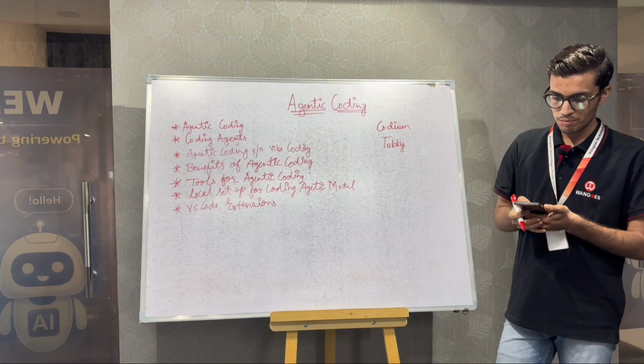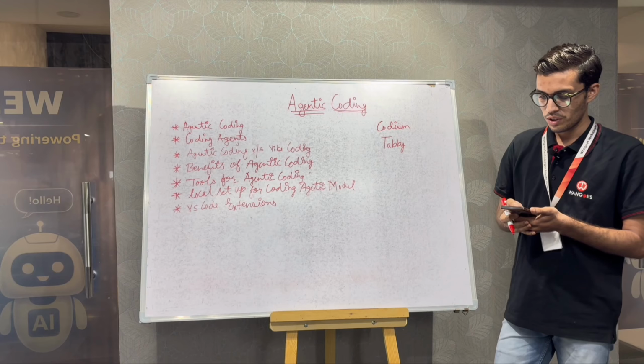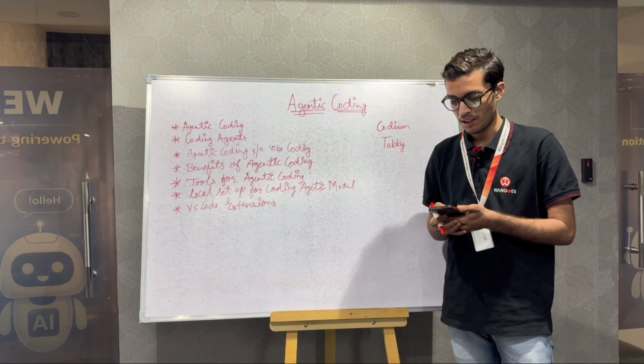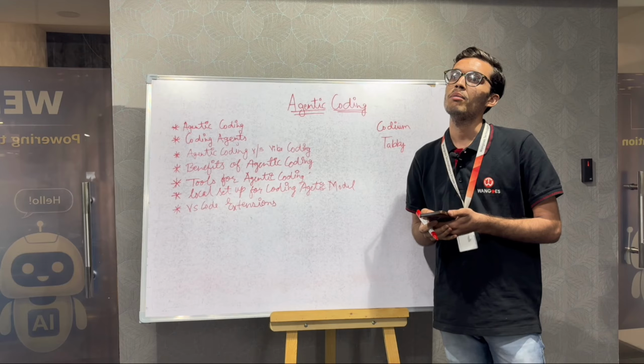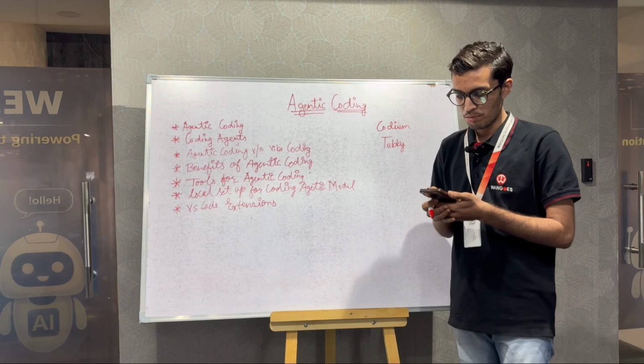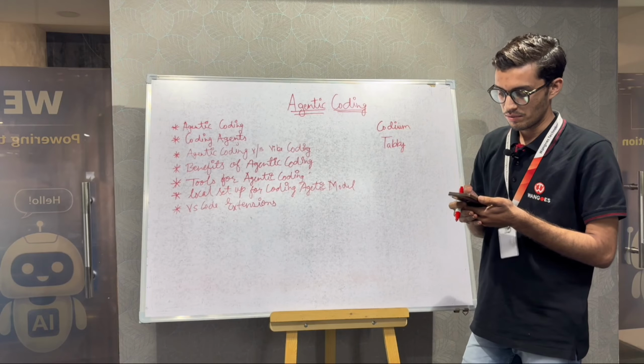Recommended coding models are Qwen 2.5 Coder, DeepSeek Coder, and Gemma. These are some popular models which you can get with ollama pull and the name of the model.